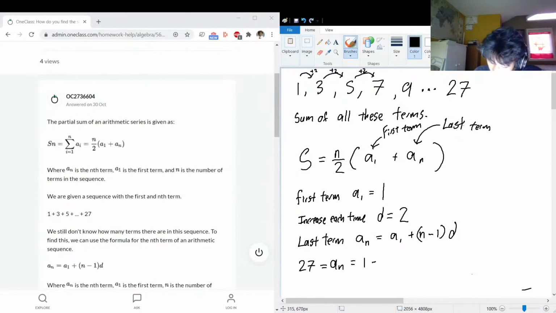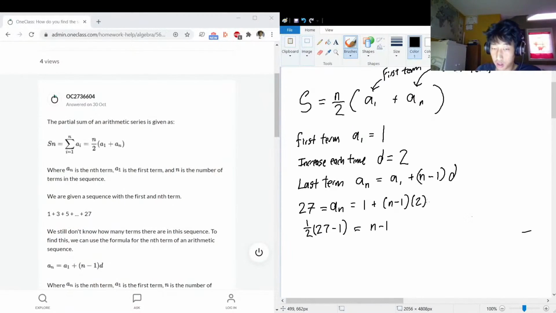So a1 is 1 plus n minus 1. We don't know that yet. We're trying to solve for n. And we know that d is 2. Okay, so 27 minus 1, all of that times 1 over 2 is equal to n minus 1. So that's 27 minus 1, that's 26, and divide that by 2, 13. 13 equals n minus 1, which means that 14 is equal to n.